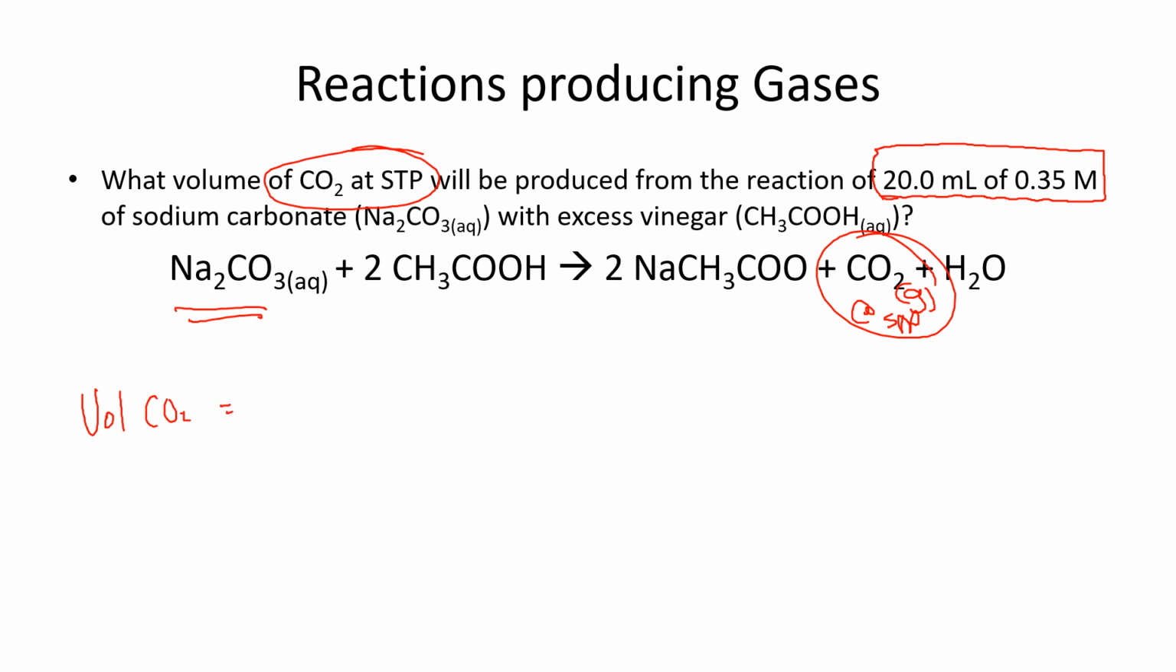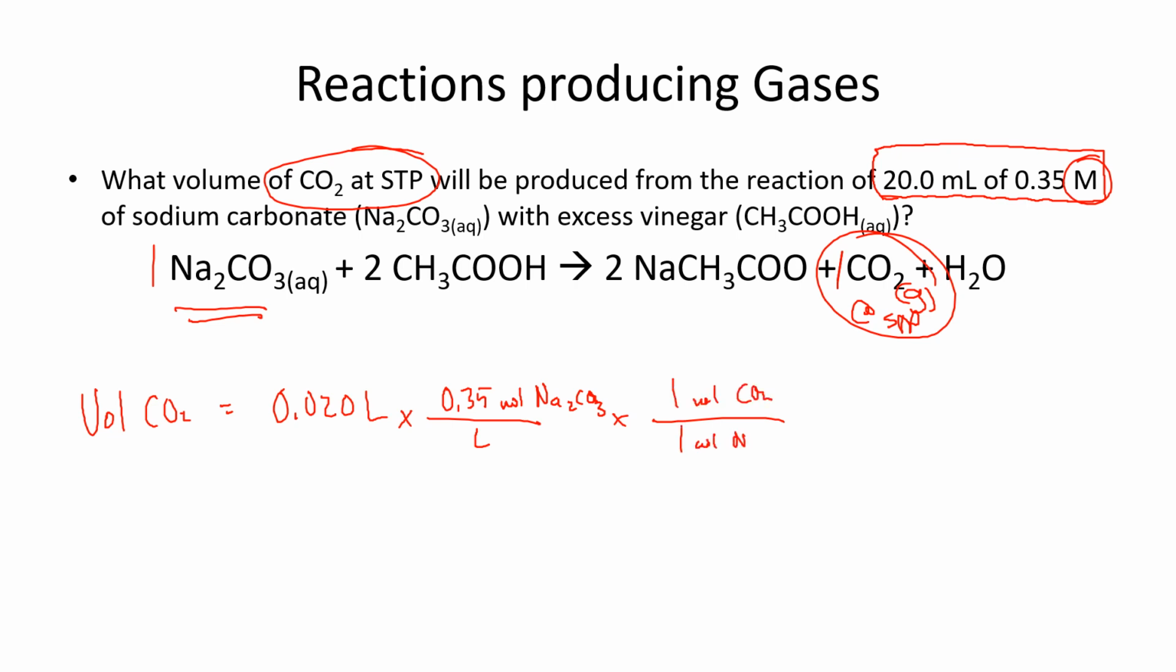And we will start with the 0.020 liters of the sodium carbonate. So convert to moles first. We'll use 0.35 moles per liter from this value from the question. So that gives us moles of sodium carbonate. And then we'll use the ratio. It's a nice easy ratio, 1 to 1. So 1 mole of CO2 for every 1 mole of sodium carbonate that reacts.